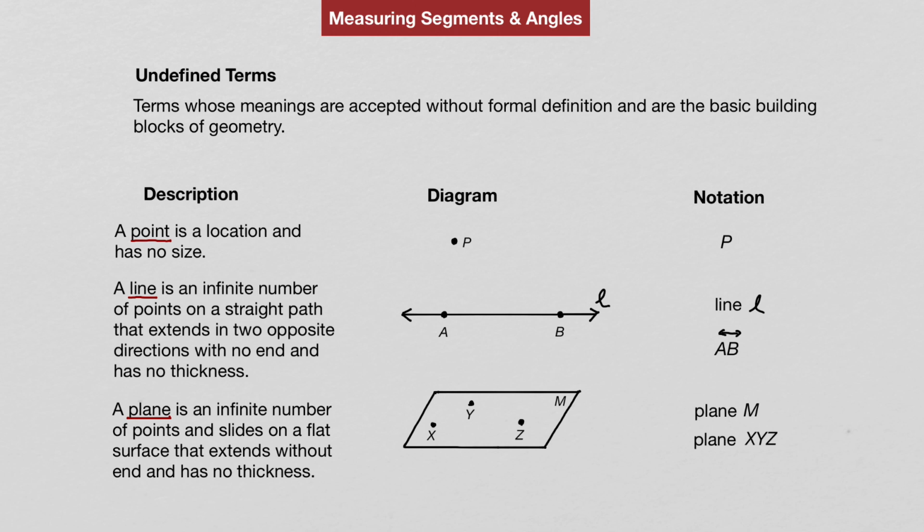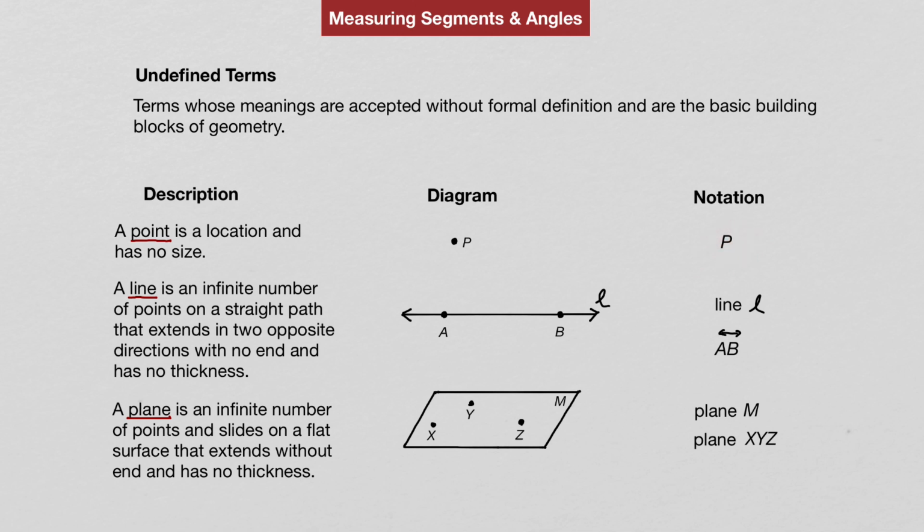So as you probably already know, a point is a location and has no size. Okay, so in a diagram you're going to be given a dot and it's going to be labeled with a letter. In this case it would be P. And then in geometry the notation for a point will just be an italicized letter.